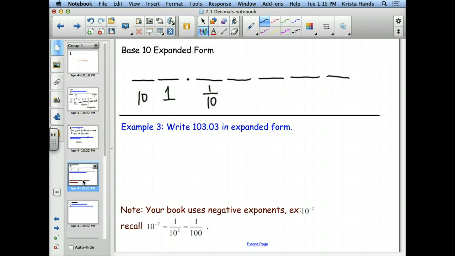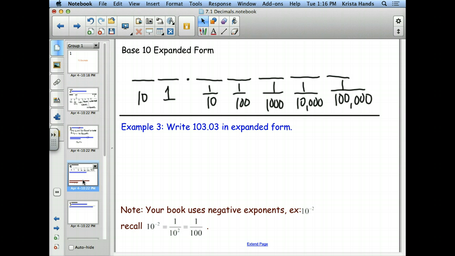The next place value is the number 1/100. And then we have the number 1/1000, 1/10,000, and the number 1/100,000. Now, there's another way to write these numbers on the right.